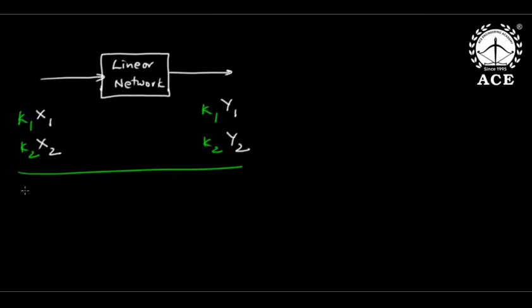Now if I give all together, there is a superposition. Separately, you can add them all together. Like k1 x1 plus k2 x2, if I give them all together, then the total effect will be k1 y1 plus k2 y2. The sum of individual effects is the total effect. That is the mathematical meaning of superposition for two inputs.